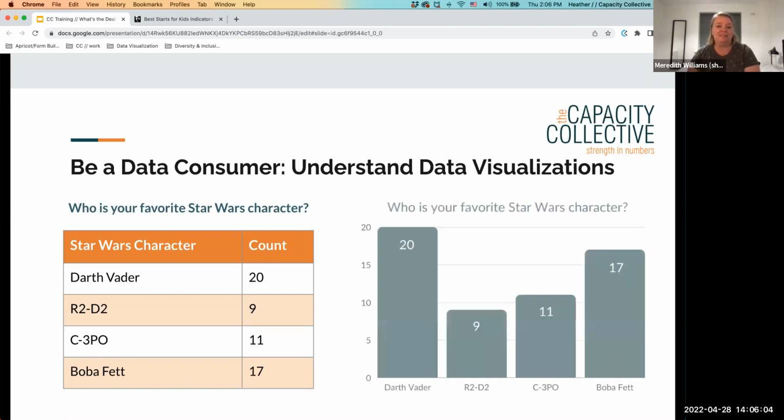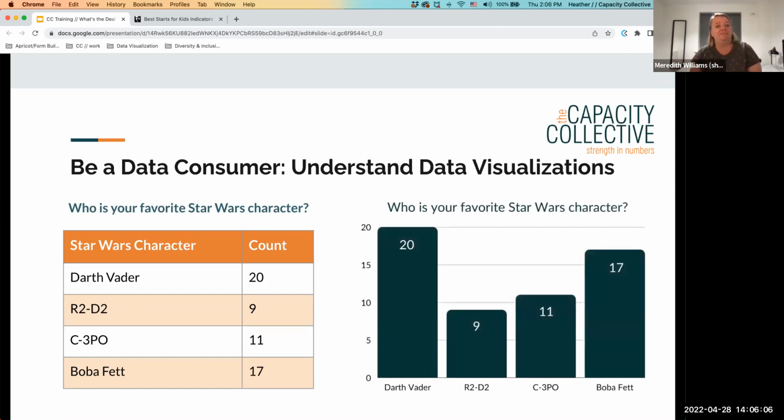So let's click. Okay, this is a little bit different. This again is that sort of bar chart, right? So it's the exact same information, but it is just laid out a little bit differently. It's presented a little bit differently.